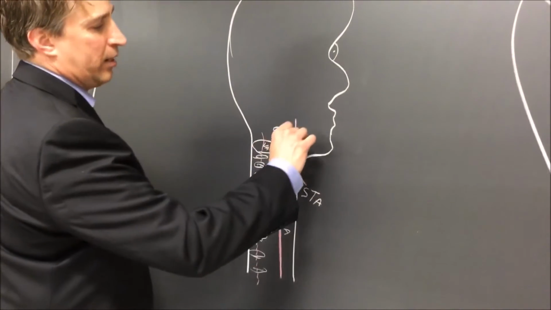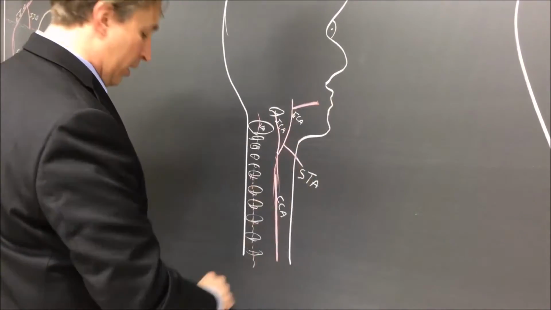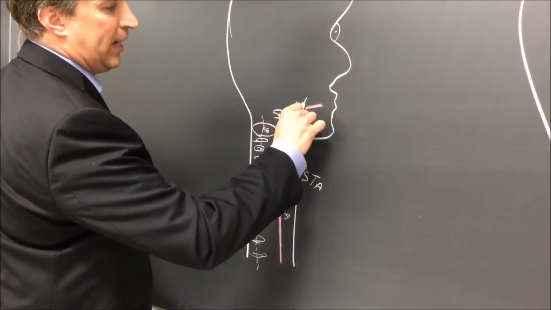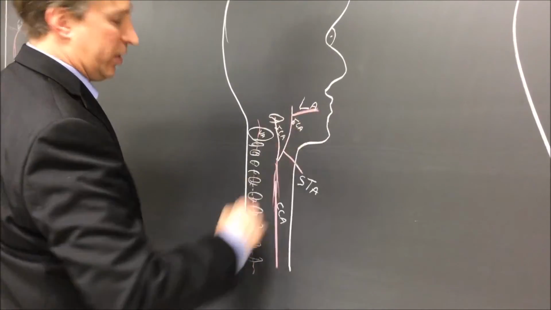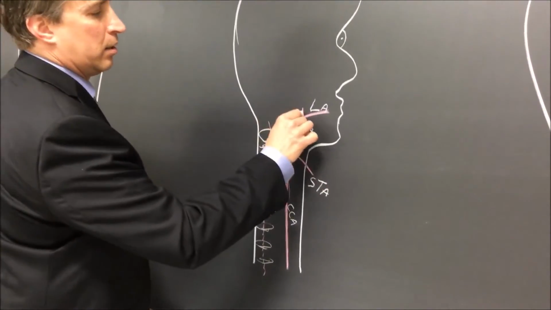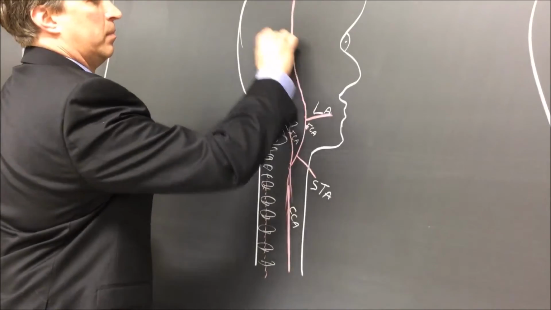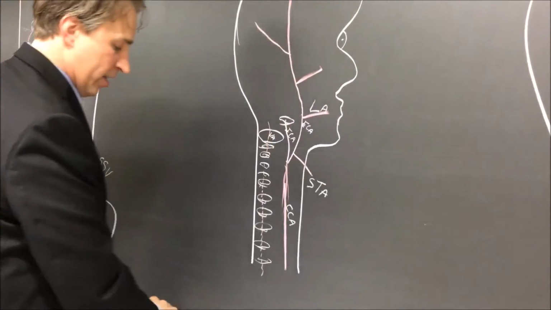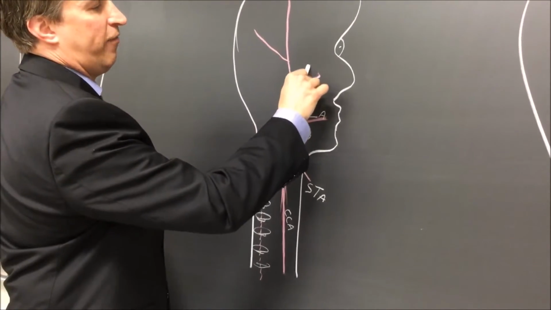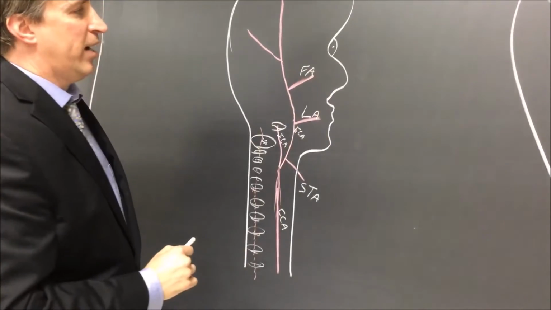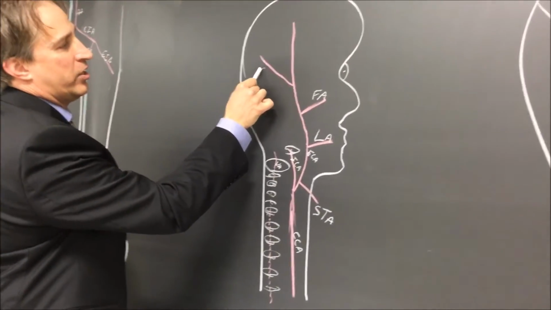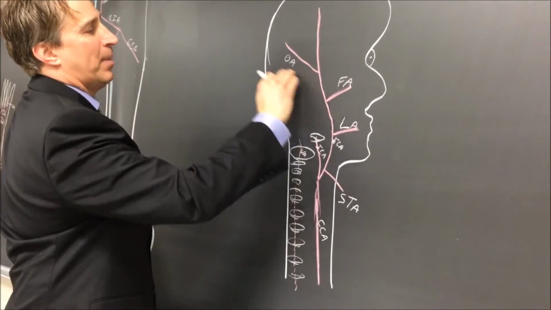The next one is going to the tongue. That is called the lingual artery. Lingual for tongue. The third branch is called the facial artery, giving blood to the face. The fourth branch is the occipital artery, going back by the occiput.